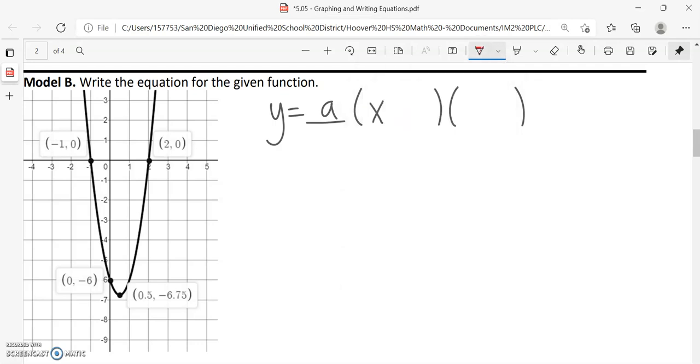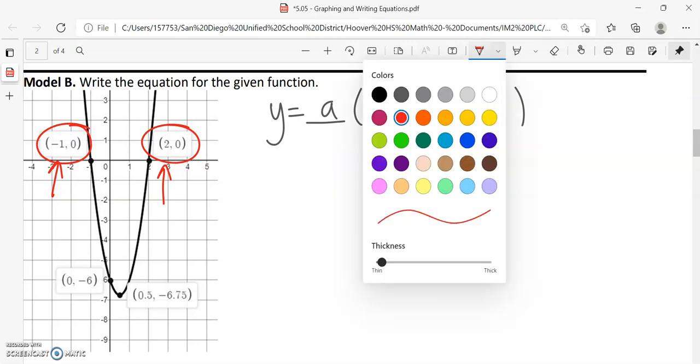So first thing our notes say is identify our x-intercepts. There they are. We're going to take -1, and if you look at the notes, it says take the opposite of what you see. So -1, the opposite is +1, and the opposite of 2 is -2. Step 1 done. Step 2 says find another point on the graph.